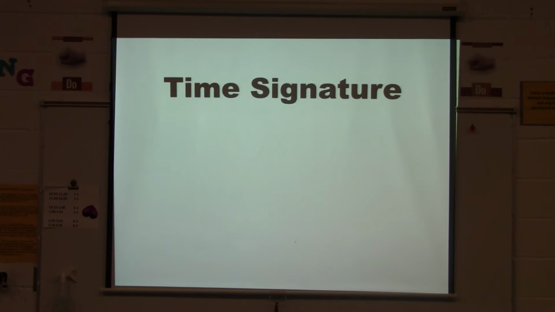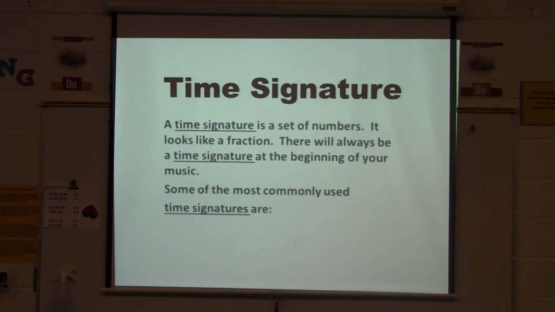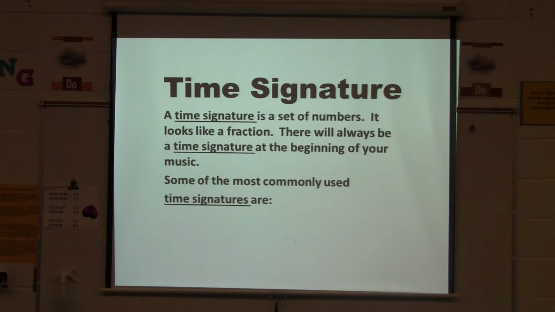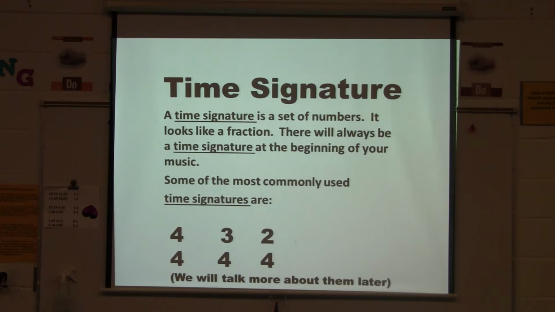The first vocabulary term is time signature. A time signature is a set of numbers. It looks like a fraction, and there will always be one at the beginning of your music. Some of the most commonly used time signatures are 4/4, 3/4, and 2/4, and we're going to talk more about them later. Let's go on.